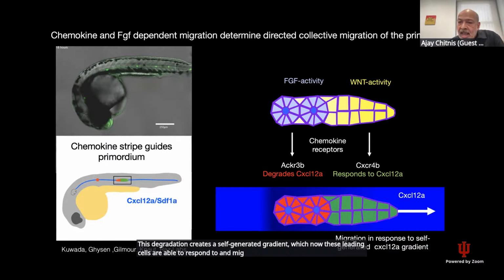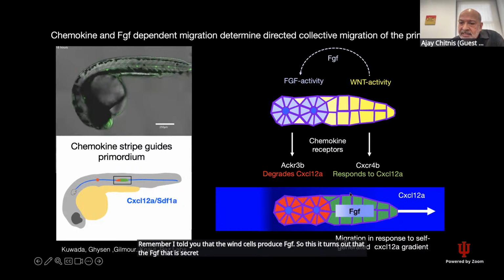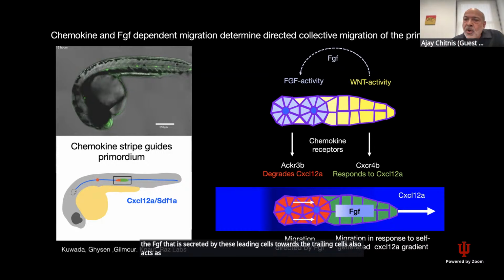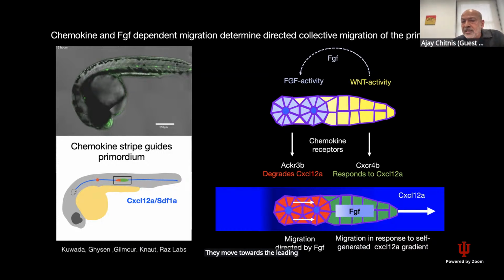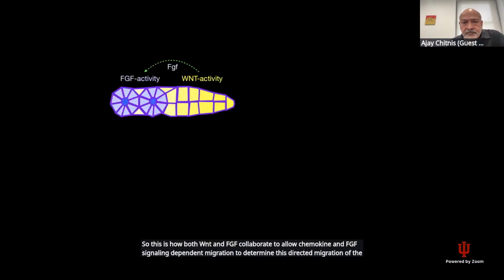This degradation creates a self-generated gradient, which now these leading cells are able to respond to and migrate. At the same time, remember I told you that the Wnt cells produce FGF? So it turns out that the FGF that is secreted by these leading cells towards the trailing cells also acts as a migratory cue. So they move towards the leading end by following this FGF cue. So this is how both Wnt and FGF collaborate to allow chemokine and FGF signaling dependent migration to determine this directed migration of the primordium.